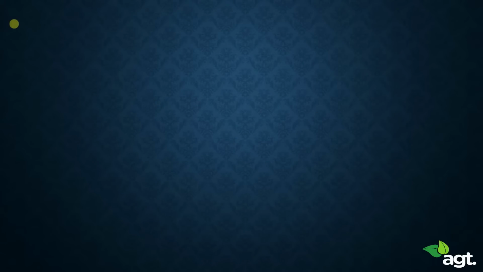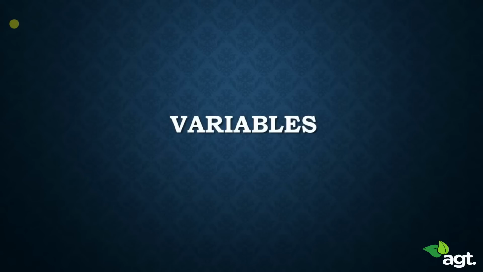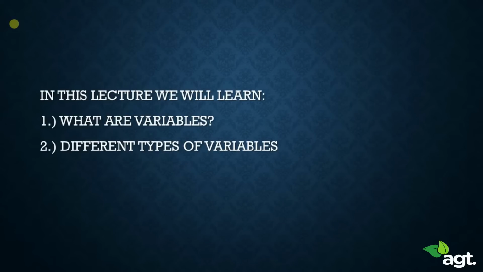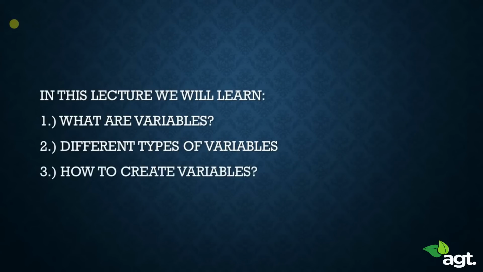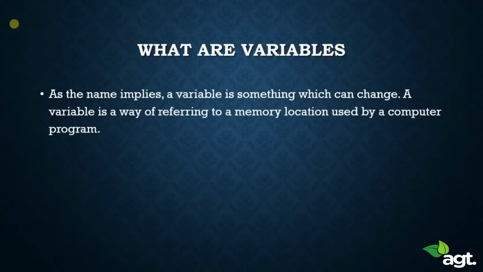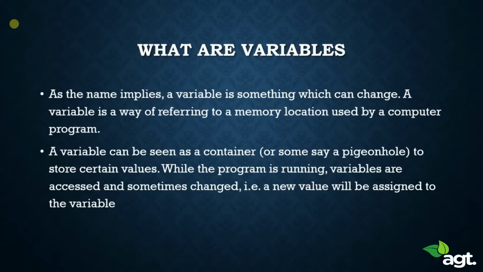Welcome back everyone. This lecture's topic is going to be variables. Now in this lecture we will learn what are variables, different types of variables, and finally how to create variables. Now first of all, what are variables? As the name suggests, variable is something whose value can change. Variable is a way of referring to a memory location used by the computer program.